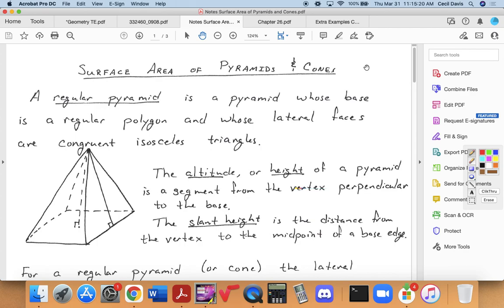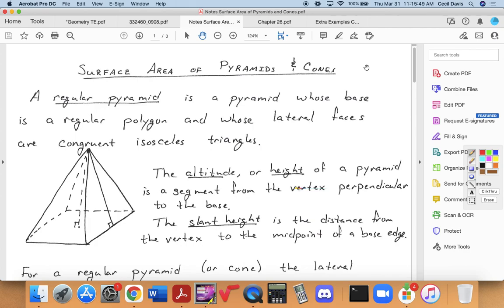A regular pyramid is a pyramid whose base is a regular polygon and whose lateral faces are congruent isosceles triangles. When you think of a pyramid, you typically think of a square pyramid, and all of the lateral faces are the same size, right? That's going to be true for all of our pyramids. The lateral faces are going to be the same size, okay? There are a couple of things that you need to know.